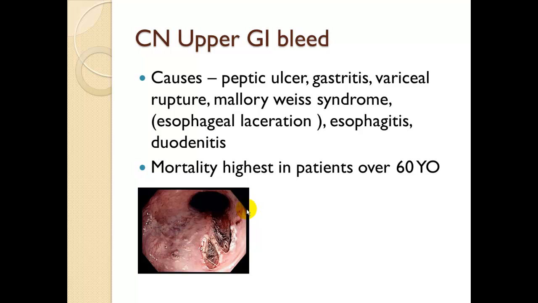Upper GI bleeds are caused by peptic ulcer disease, those ulcerations that we saw earlier, gastritis, or inflammation of the gastrointestinal tract, and then variceal rupture, or a Mallory-Weiss tear, which is essentially a laceration in the esophagus. Esophagitis or duodenitis can also cause peptic ulcer or upper GI bleeds. Mortality is highest in patients over 60 years old, and I found a picture actually. These are Mallory-Weiss tears in the esophagus, and these have been cauterized. So this right here is a Mallory-Weiss tear.